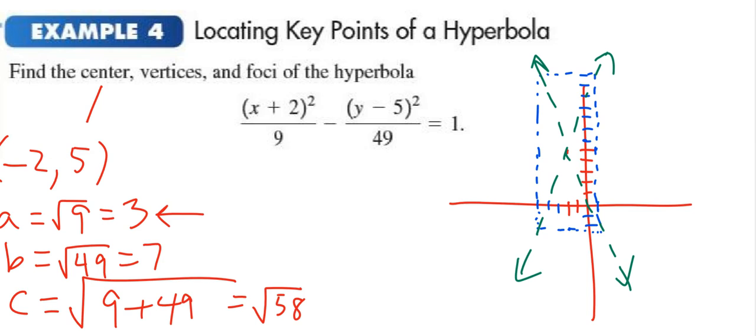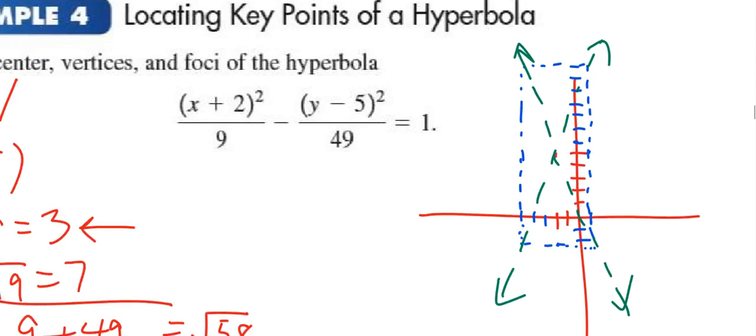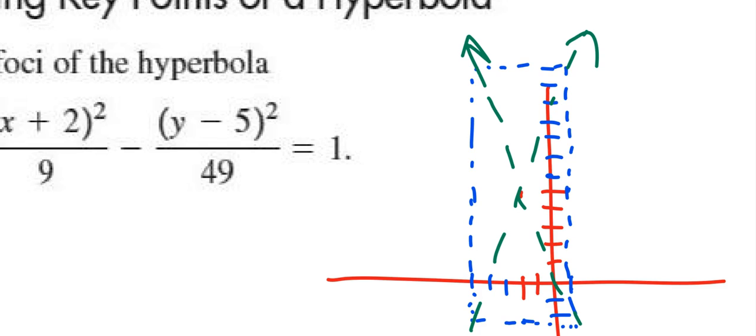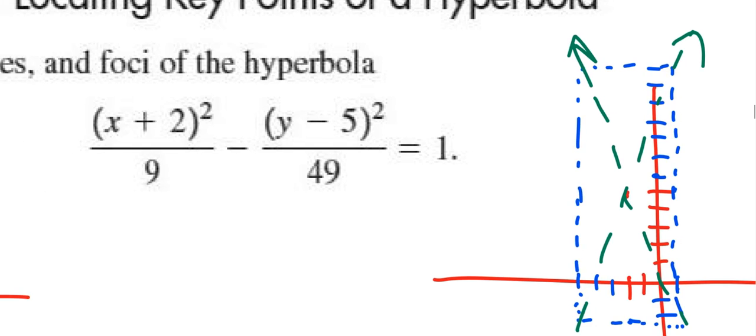Is this going to open left and right or up and down? Left and right, because the x squared term is positive. When I say that the x squared term is positive, am I looking here or here? In front or inside the parentheses? In front. That's what's telling me it's opening left and right.